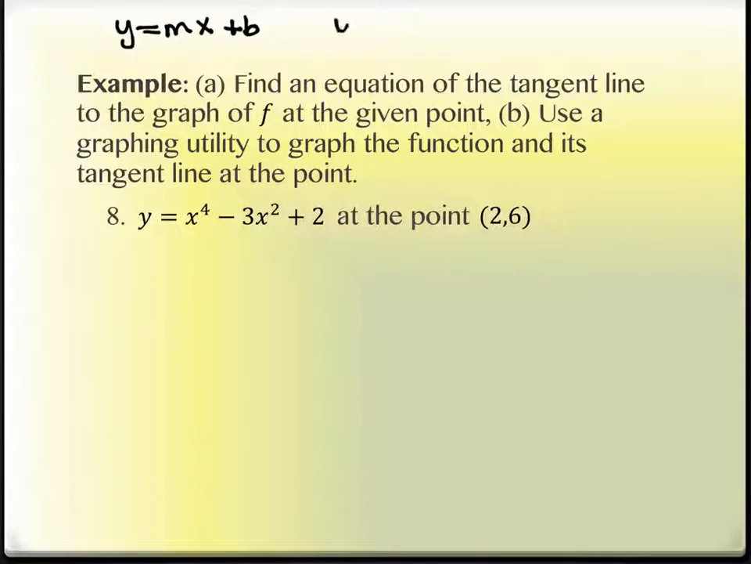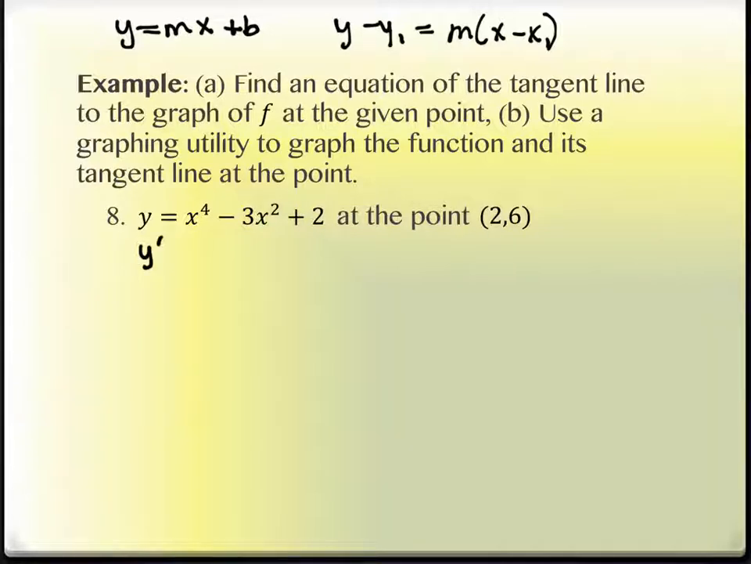Or if you want to use y minus y1 equals m times x minus x1, point slope form of a line, you can do it that way. Okay, so a couple ways. So we're going to use that to find our tangent line. And then on the graphing utility part, we're going to graph the original function and graph the tangent line that we just created and confirm visually that, yeah, it's a tangent line, right? It actually lies touching the curve like we were expecting it to look. Make sense?